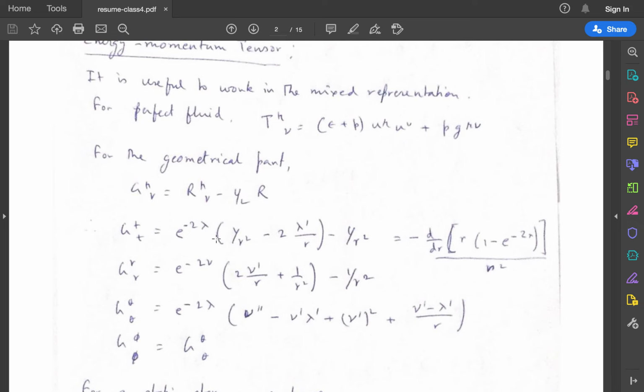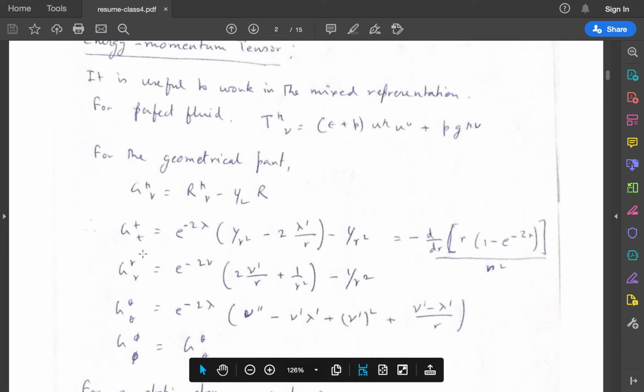So g_tt becomes exp(-2λ)[1/r² - 2λ'/r - 1/r²]. This can be written in terms of a total derivative: -d/dr of [r(1 - exp(-2λ))]/r².